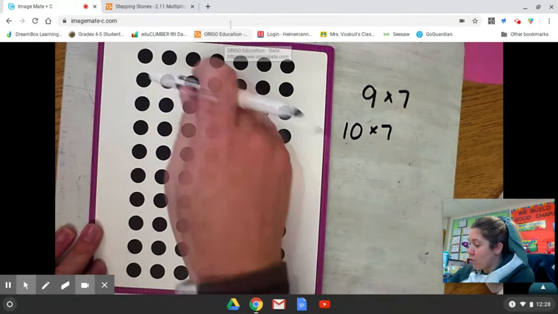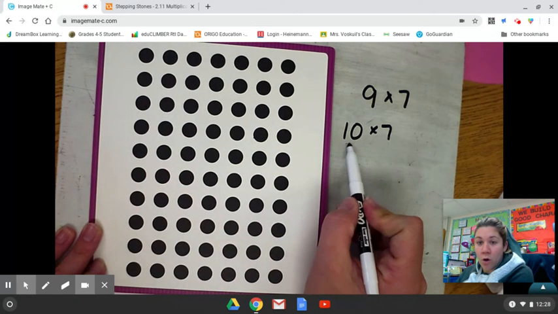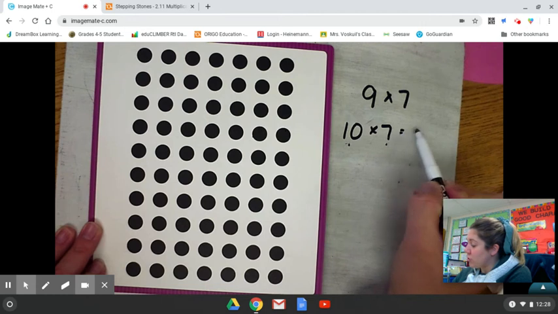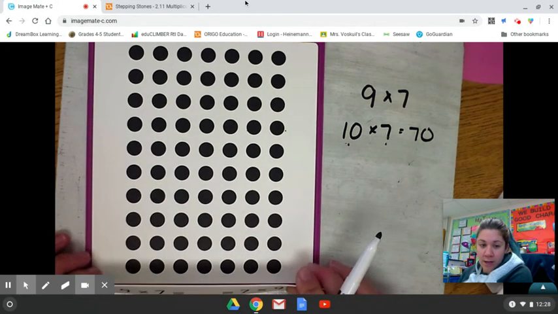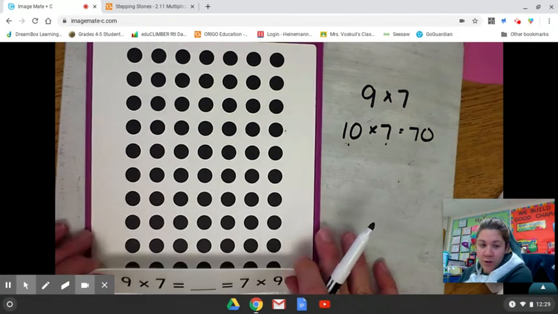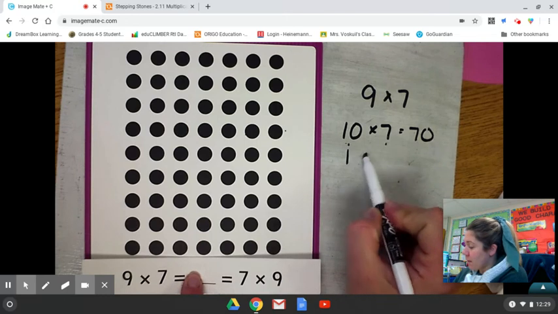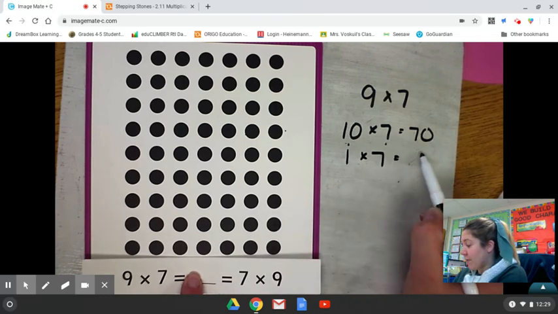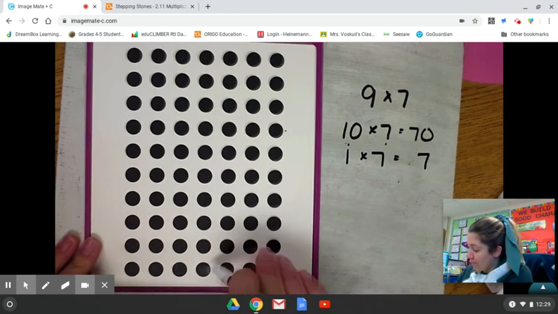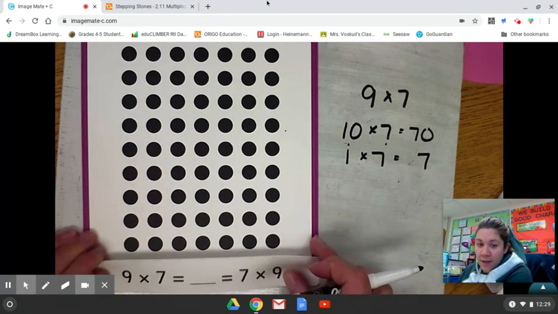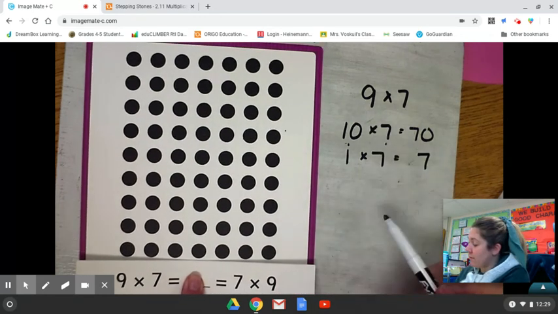So now I have 1, 2, 3, 4, 5, 6, 7, 8, 9, 10 rows with 7 in each, which is 70. I'm going to cover up this one row. Look at me cover up. It's just one row I'm covering. You can see them right there. One row of 7 is what I covered up. So that's 7 dots. Look, I can even count them. 1, 2, 3, 4, 5, 6, 7. I'm covering that up. So now it's only 9 rows of 7.